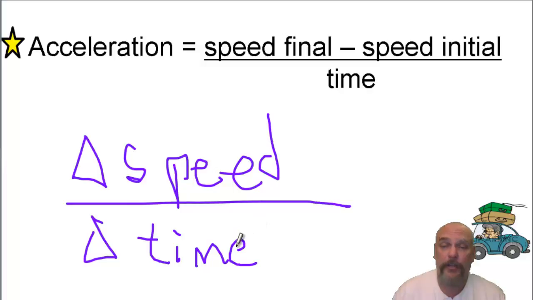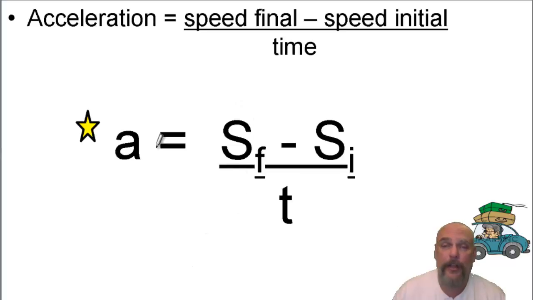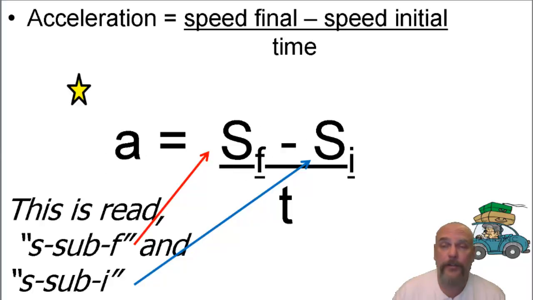So we have the delta speed, the change in speed, divided by change in time. A good way to abbreviate this would be A for acceleration is equal to S final, so speed final, minus speed initial, divided by time. This looks kind of weird to you probably, but these are called subscripts, kind of like if you have 3 squared. This is called a superscript, this number up here. This is called a subscript. So S sub F minus S sub I divided by T. That's how you would read that.